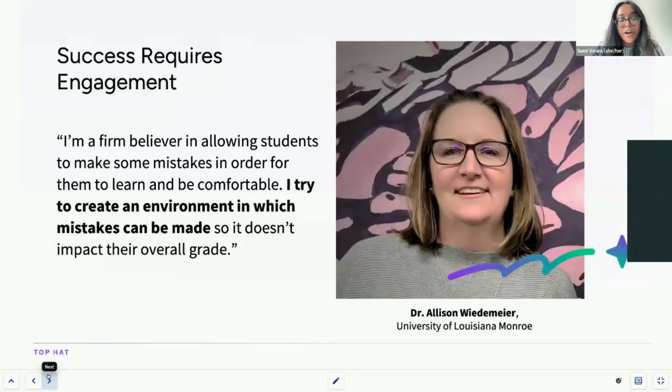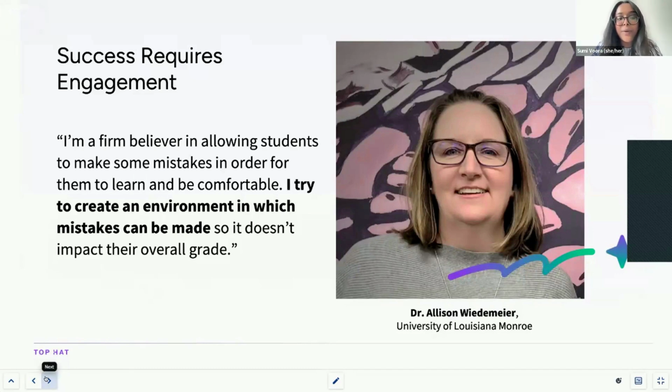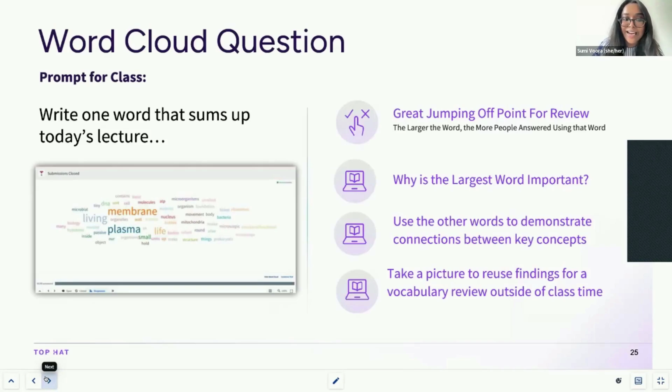Very similarly, Dr. Allison Wiedemeyer from University of Louisiana Monroe is a firm believer in allowing students to make mistakes and learn from them. We see a lot of common themes here. Allison intentionally includes common misconceptions in her answer choices to help guide students through a discussion, perhaps even a think, pair, share. If we look at the next slide, she uses the insights from a word cloud, as we've done today, as a discussion jumping off point.